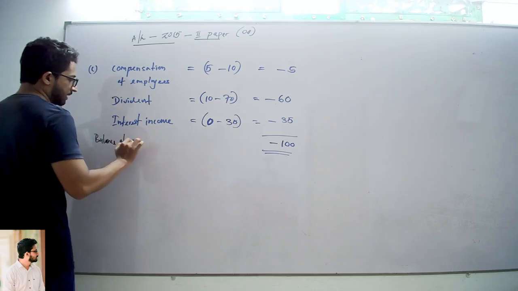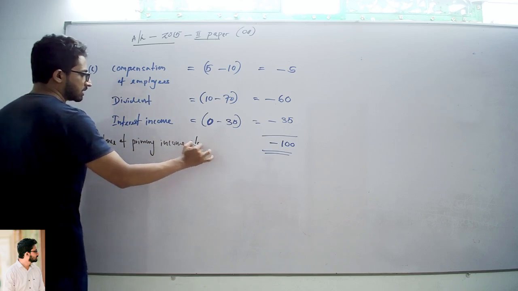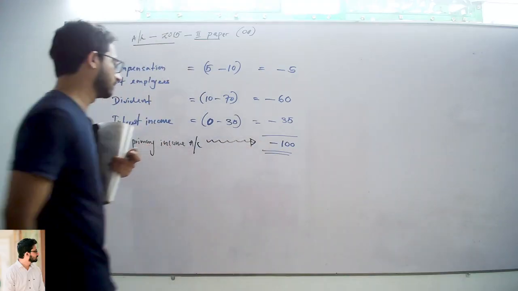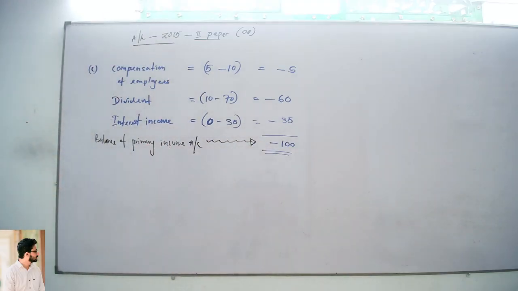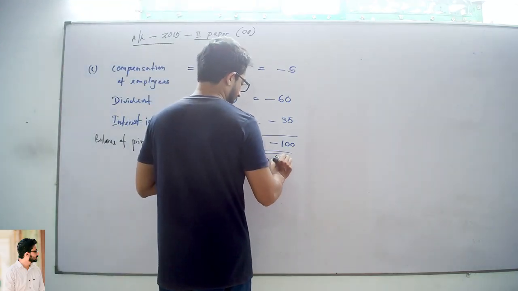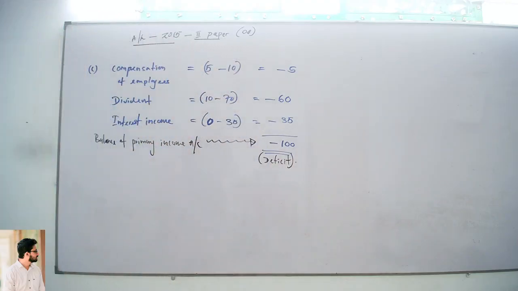Balance of primary income account. Minus 100. It's also surplus. Sorry, deficit. Minus means deficit. Payments are greater than receipts.